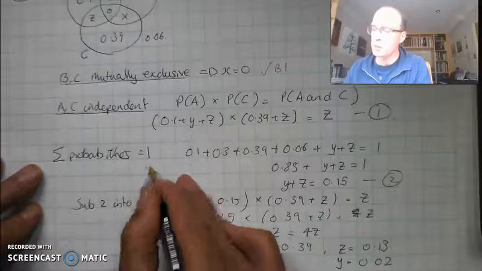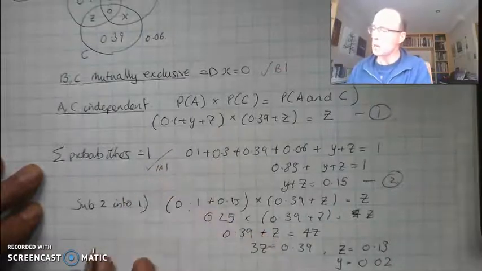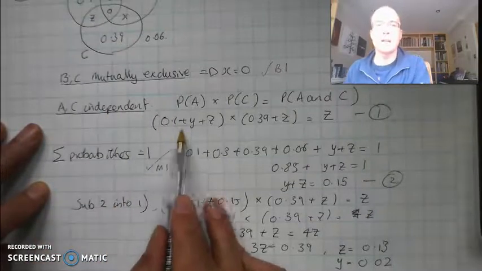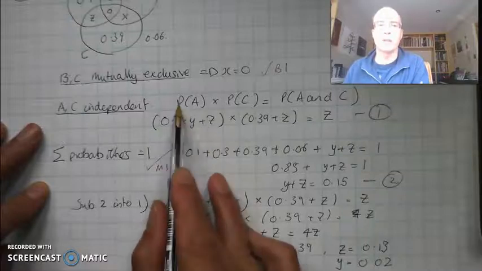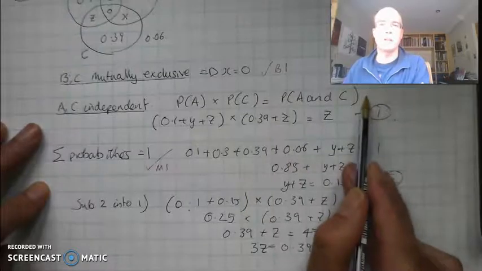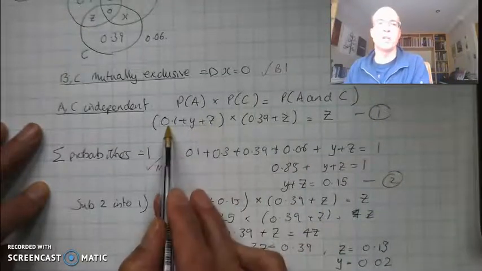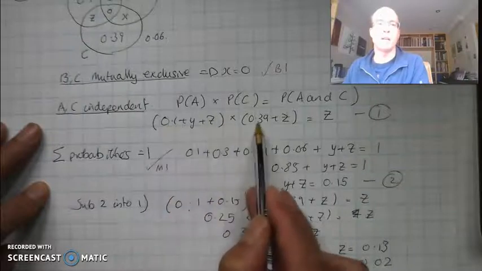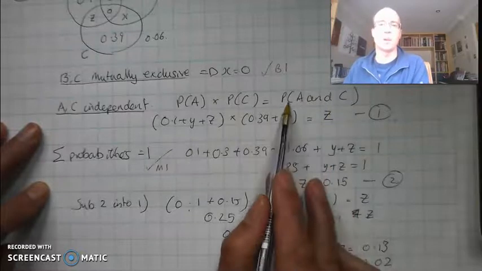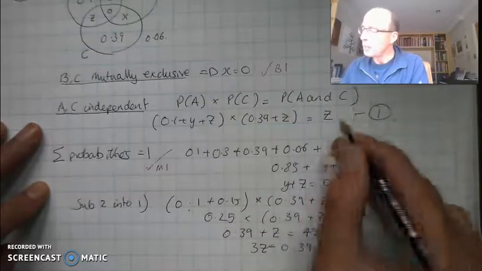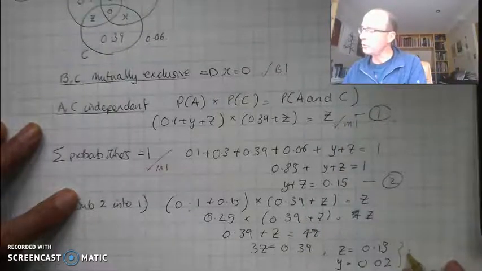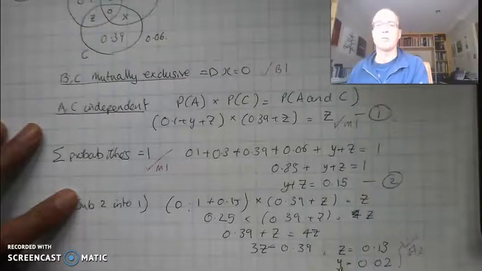So there were a couple of method marks available. So using the fact that the sum of my probabilities is equal to 1 gives me a method mark. Using the fact that A and C are independent also gave me a method mark. But I needed to accurately identify what I meant by each of these three. So just writing this top line down in the mark scheme didn't give me any marks. I needed to have identified that this is 0.1 plus Y plus Z, and probability of C was 0.39 plus Z, and this combined probability was Z. So if I got those, I got a method mark, and then I got a couple of accuracy marks for my value of Y and Z at the end.